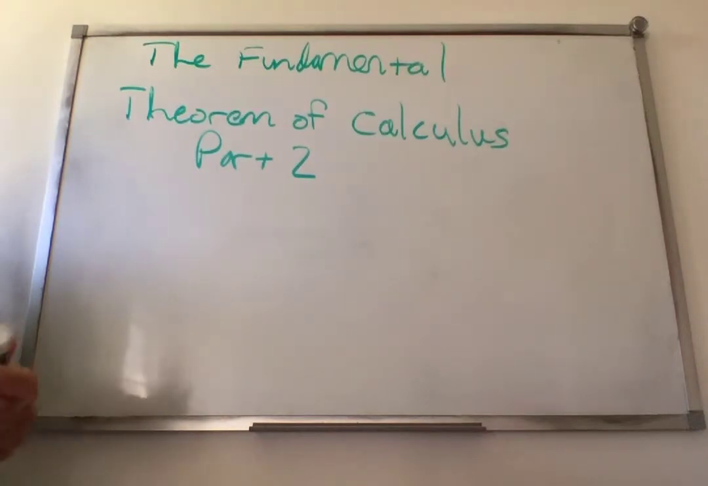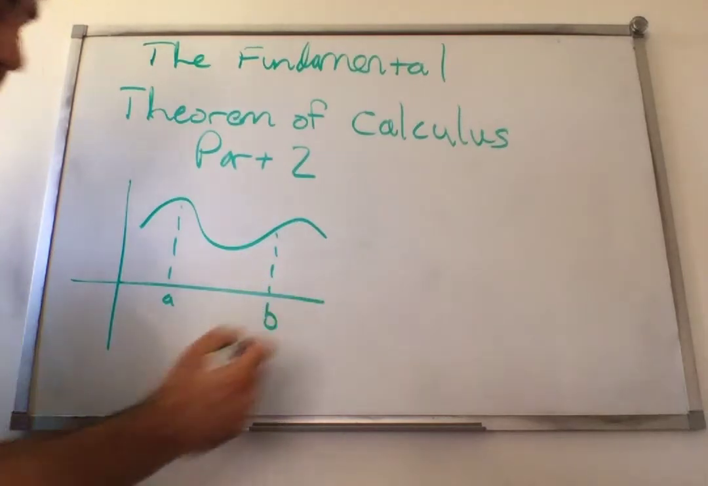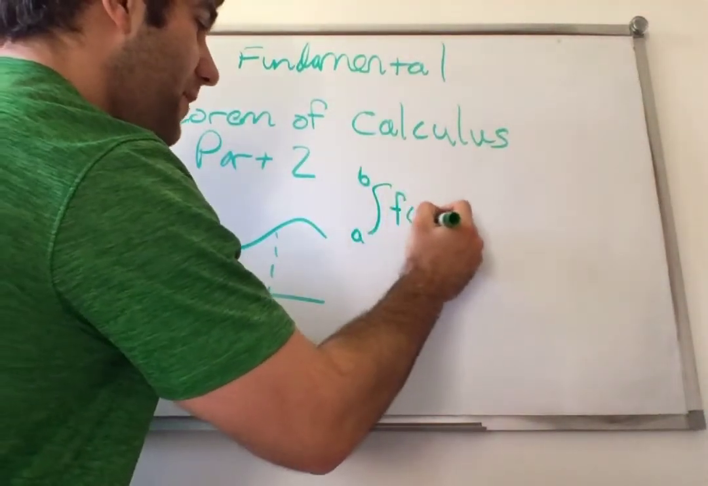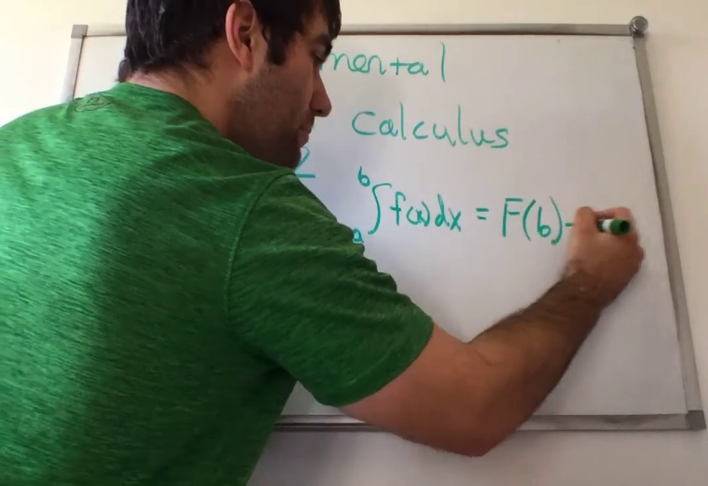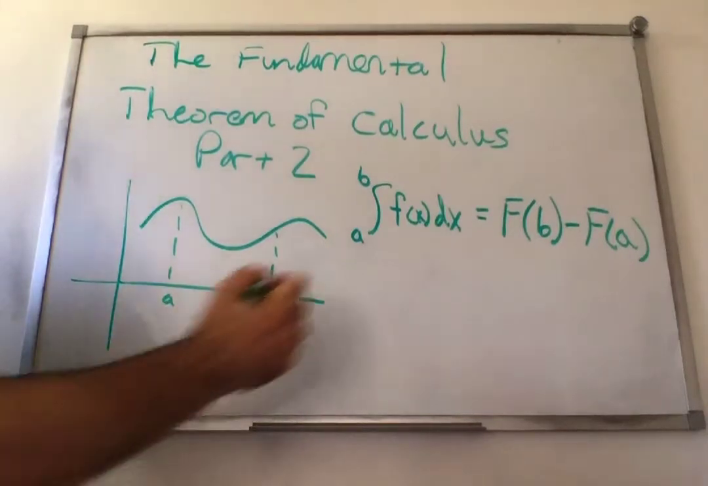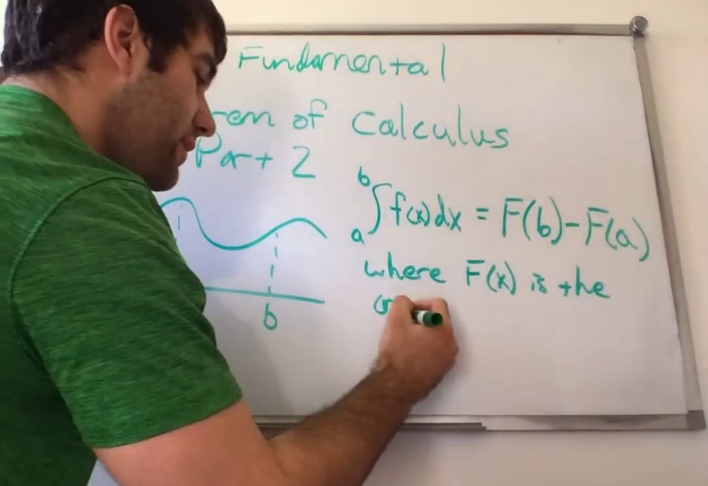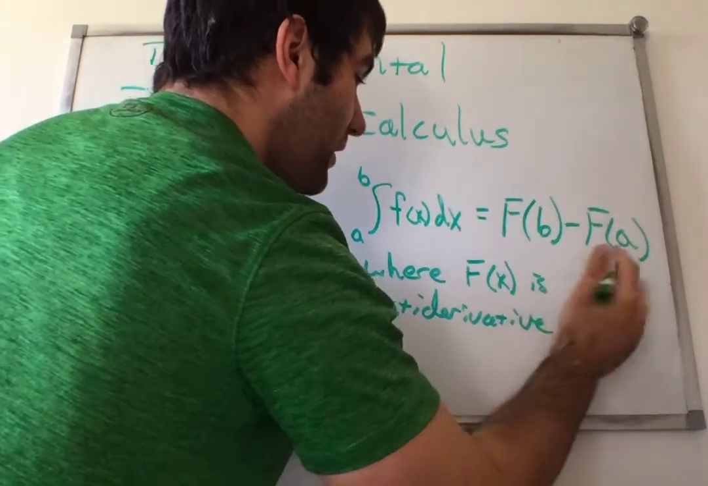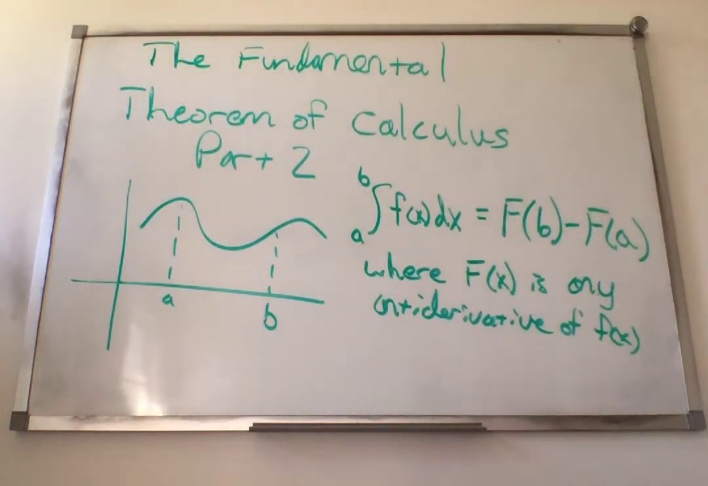If f is continuous on a to b, so all that means is if I have some function and it's continuous from a to b, then the integral from a to b of my function f of x dx is equal to big F of b minus big F of a, where big F of x is any antiderivative of little f of x. This gives us a much faster way of finding the integral.